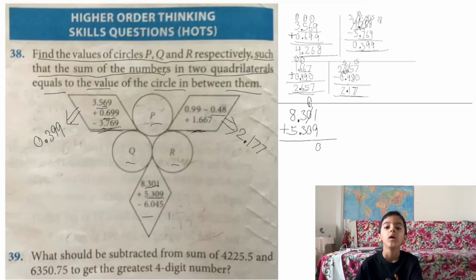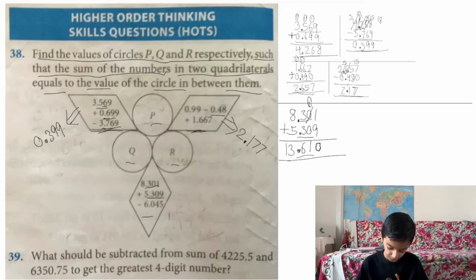So here 1 plus 0 is equal to 1. And 1 plus 0 is equal to 1. So here we'll put 1. Now 3 plus 3 is equal to 6. Here point under point, and 8 plus 5 is equal to 13. So 8.301 plus 5.309 is equal to 13.610, or you can say 13.61.